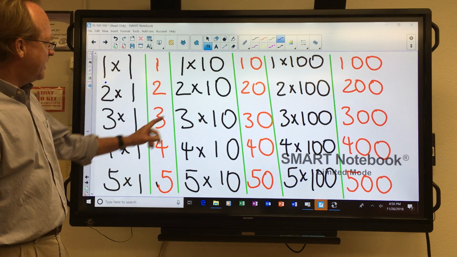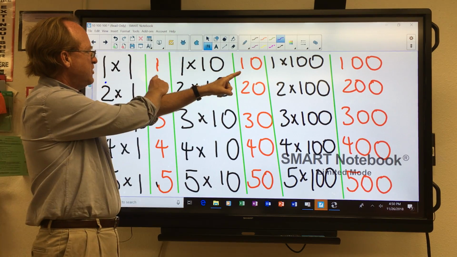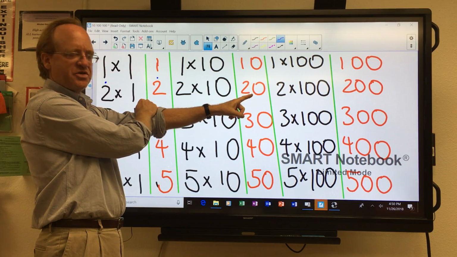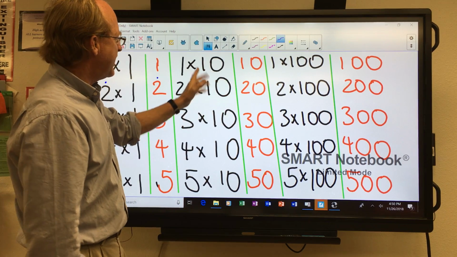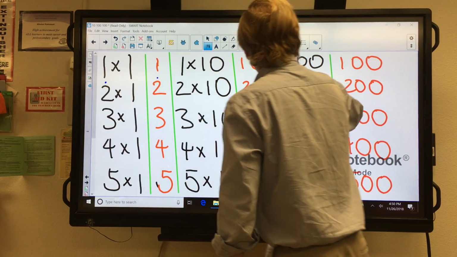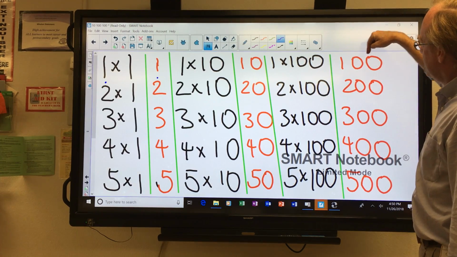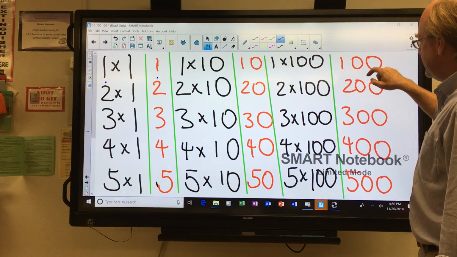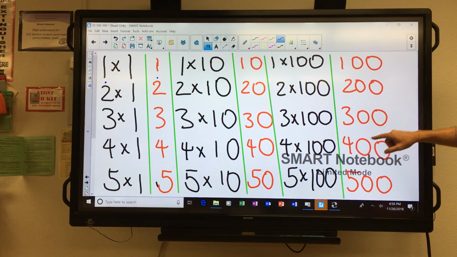And you'll notice that when I put a 0, we added a 0 to the answer. I put a 0, look, we put a 0 onto the answer. So we've jumped from 2 to 20. And we're going to make another jump here. Notice how we're going 1 times 100 is 100. We're jumping 2 zeros. Because we're multiplying by 100, we're adding 2 zeros. So 2 times 100, 200, 300, 400, 500.